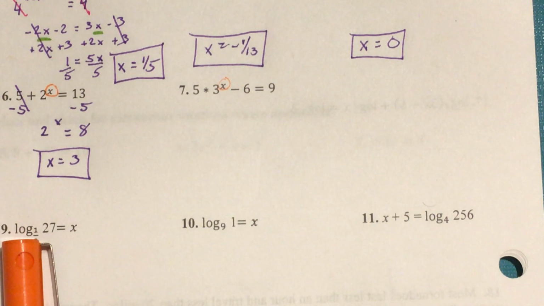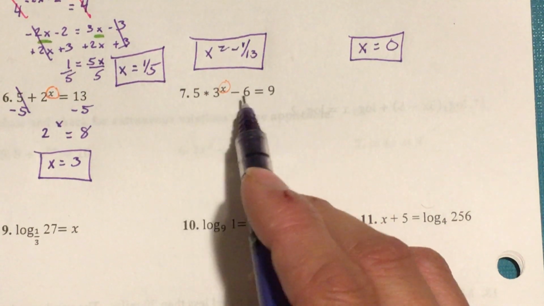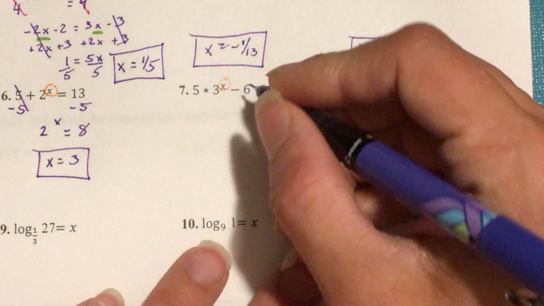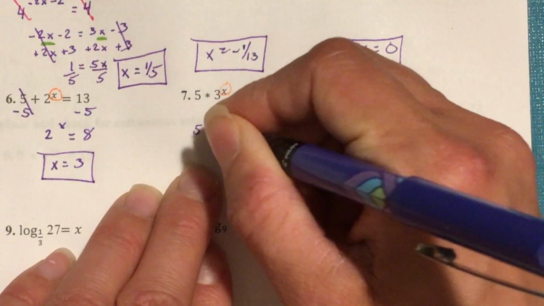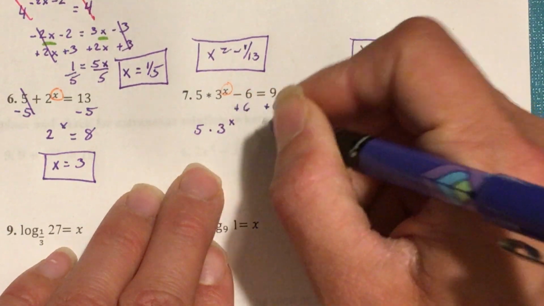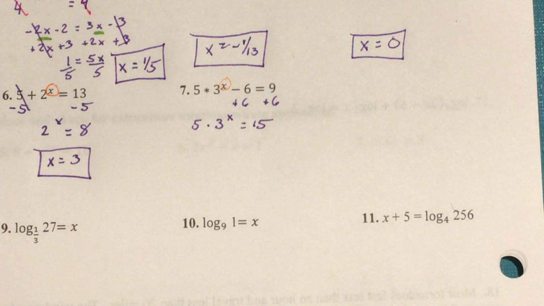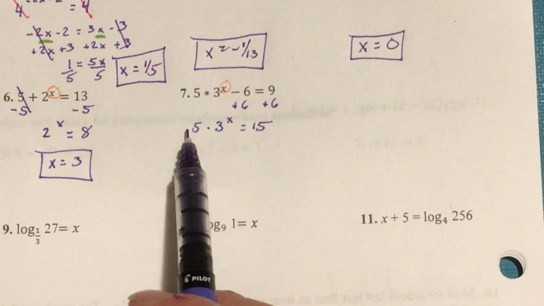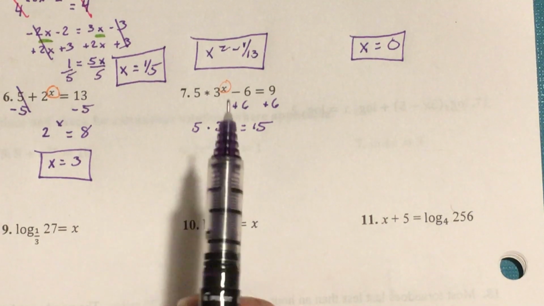Now to isolate this, again, think about what you would do if this was just like 5x minus 6 equals 9. You're essentially doing PEMDAS in reverse to isolate your variable. So we'd be adding 6. So 5 times 3 to the x equals 15. Now, sometimes students look at this and they go, wait, can I simplify the left? Like, can I actually multiply the 3 and the 5 together? The answer, folks, is no.